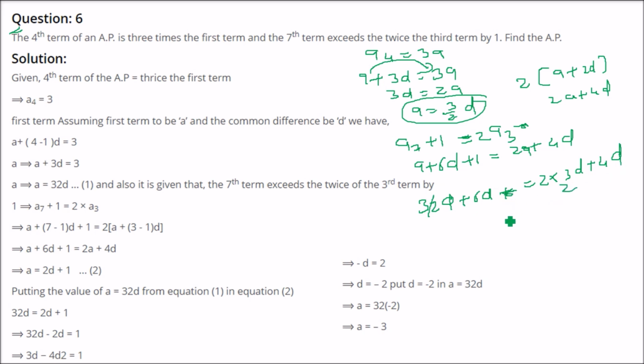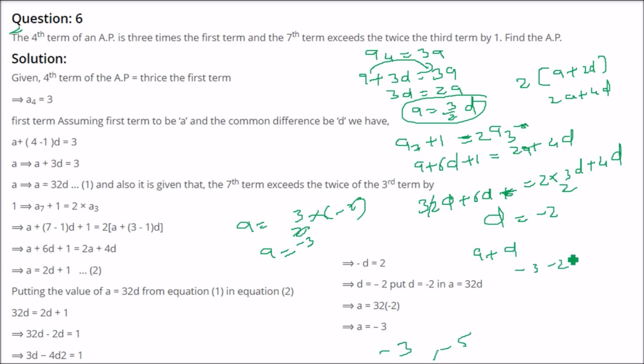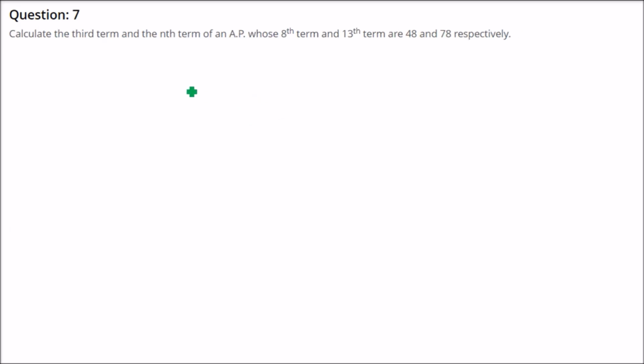So we can solve D from here, and when you solve this, D is going to come as minus 2, and D is minus 2. A will be equal to 3 by 2 into minus 2. So A will be equal to minus 3. So A is minus 3, D is minus 2. What will be the AP? Minus 3. And then A plus D, that is minus 3 minus 2, that is minus 5. Now A plus 2D, minus 3 plus 2 into minus 2. So minus 3 minus 4, this is minus 7, like this.